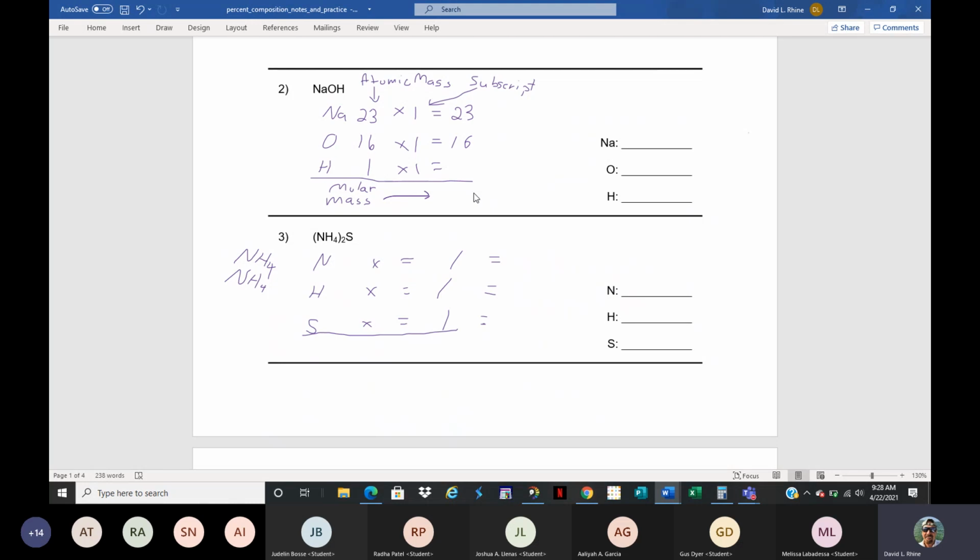Plug my charger in. All right. And there's 1 hydrogen. So we add all that up, it's 40.